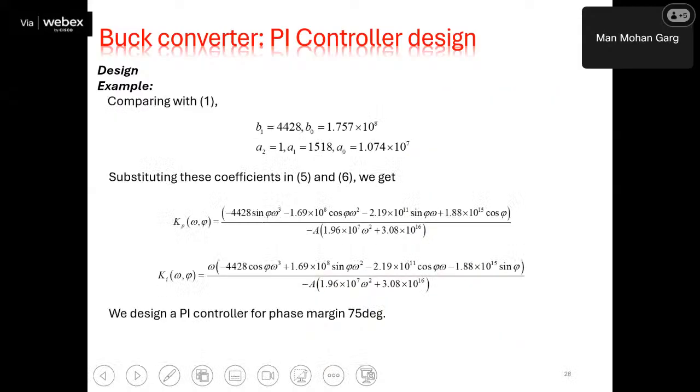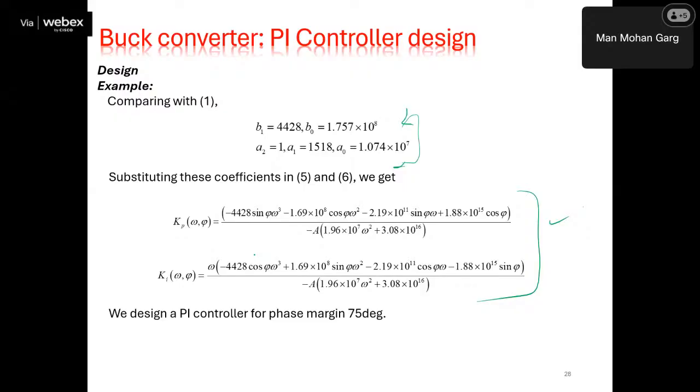This transfer function is there. For that transfer function, the coefficients we have obtained give us different equations. In those equations we put these coefficients. So this A will not be there. It is 1. Now these are the two equations, and let us consider the value of phi.